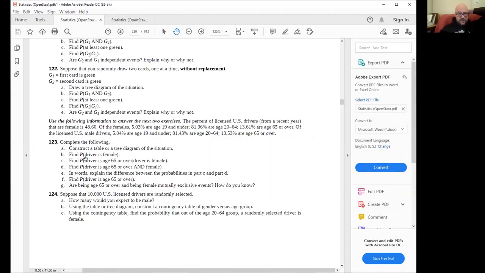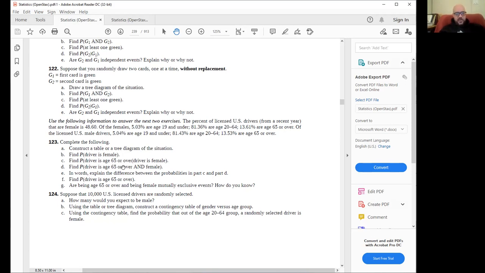That's easy enough. Find the probability the driver is age 65 or over, given that the driver is female. Oh, we know that already. They told us that in the problem too. Of the females, 13.61% are age 65 or over. So that's the answer, right? We're restricting ourselves to just the women, and 13.61% of them are at least age 65.